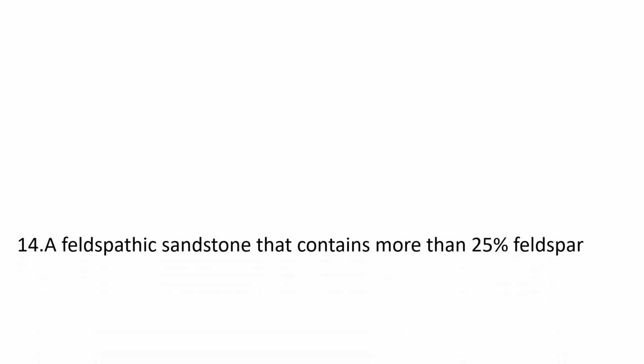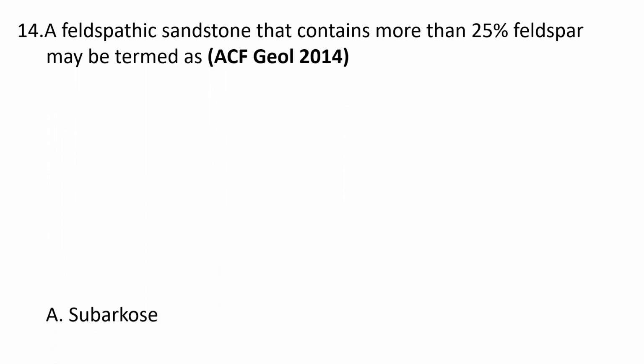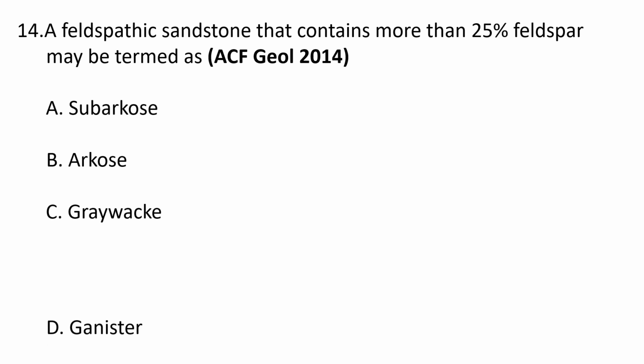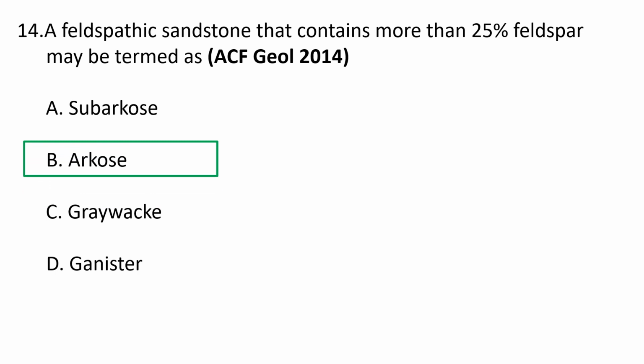Next question. A feldspathic sandstone that contains more than 25% feldspar may be termed as: A. Subarkose, B. Arkose, C. Greywacke, and D. Ganister. A feldspathic sandstone that contains more than 25% of feldspar is known as an arkose. So, B. Arkose is the correct option.